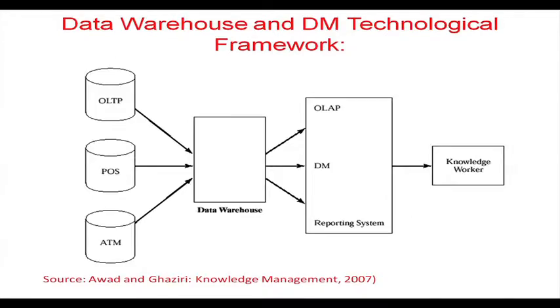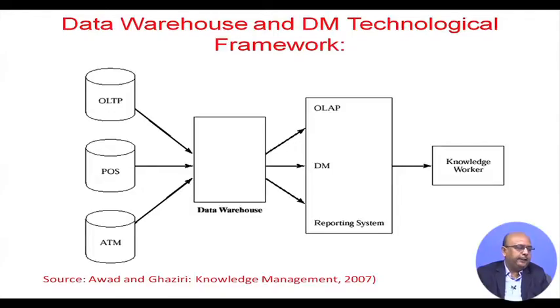These are the different kinds of sources: online transactions, point of sales, ATMs, all the data comes into this, and then you go for analysis. You can go for three kinds of things: either you report the data as it is, or you go for data mining to identify trends and patterns, or you go for analytical processing to understand what is happening to the system. And then it can be communicated to the knowledge workers, so that they are better equipped to take certain decisions related to their work.